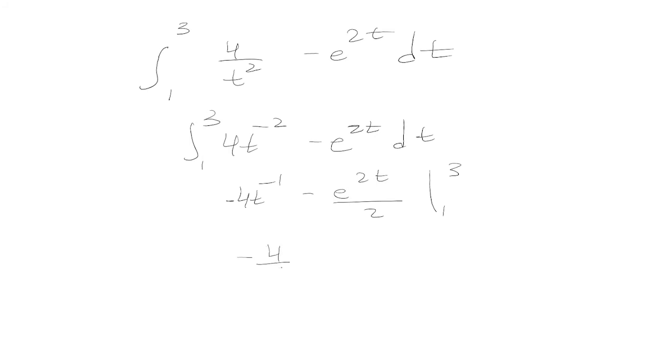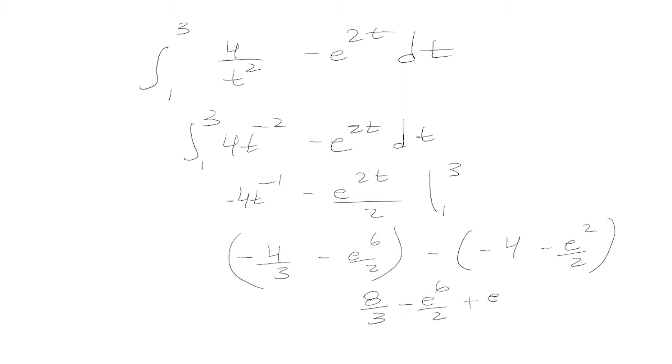We have negative 4 over 3 minus e to the 6 over 2, minus, and then we have negative 4 minus e squared over 2. So negative 4/3 plus 4, let's see, 4 is the same thing as 12/3. So it's basically 12/3 minus 4/3, which is 8/3. You have minus e to the 6th over 2 plus e squared over 2.